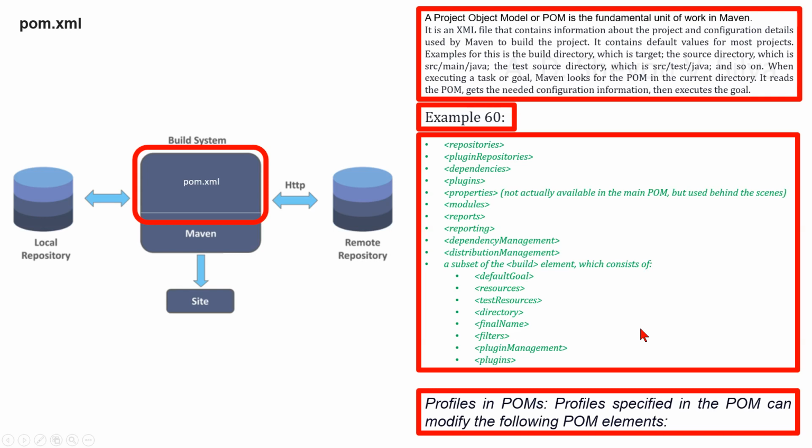Profiles specified in the POM can modify the following POM elements: repositories, plugin repositories, dependencies, plugins, properties (not actually available in the main POM but used behind the scenes), modules, reports, reporting, dependency management, distribution management, a subset of build elements which consists of default goal, resources, test resources, directory, final name, filters, plugin management, and plugins.